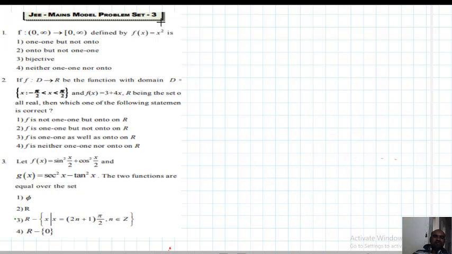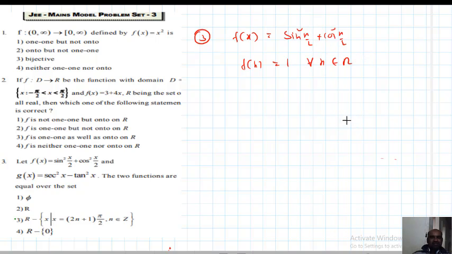Okay. Third question. Interesting question. f of x is given as sin square x by 2 plus cos square x by 2. So what is the value of f of x? Always 1 only, no? Irrespective of x. For every x belongs to R, it is 1 only. Sin square theta plus cos square theta is 1 only, no? Okay, first thing. Next, g of x. g of x is given as secant square x minus tan square x. Again, secant square x minus tan square x is 1 only.